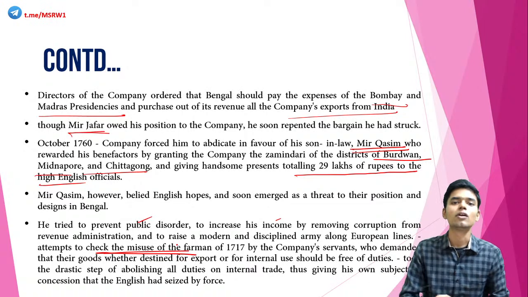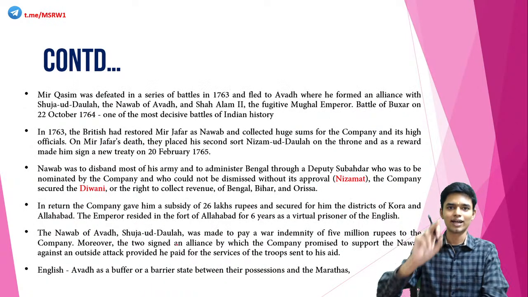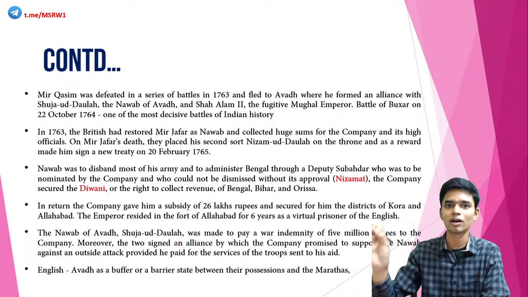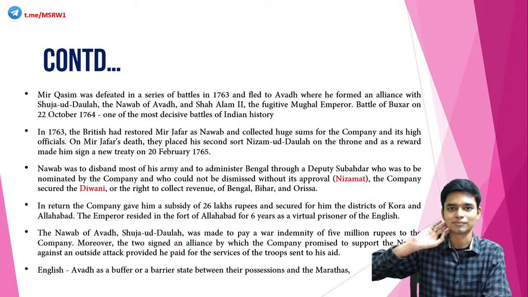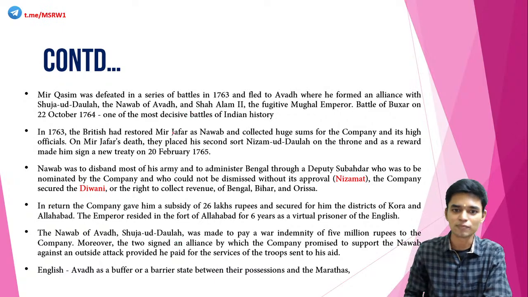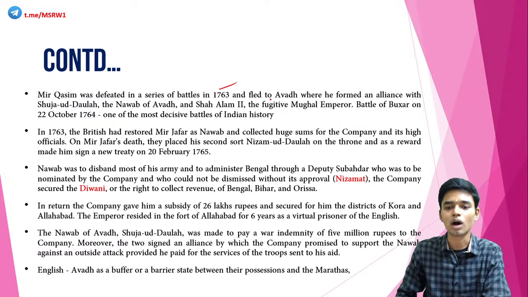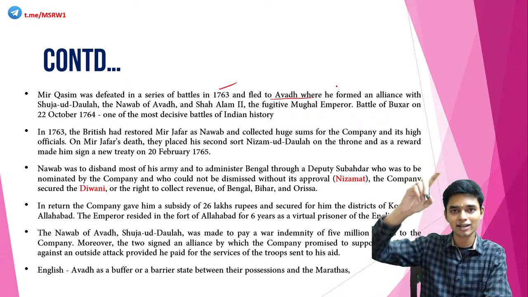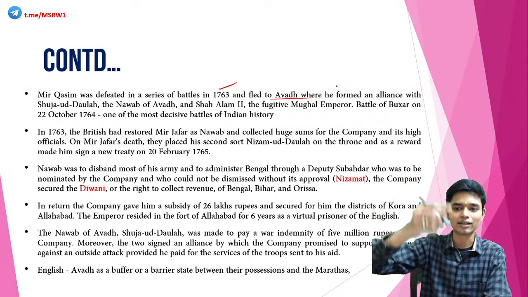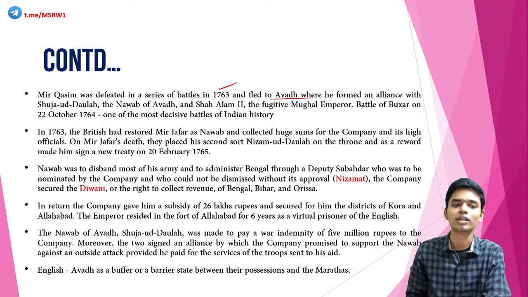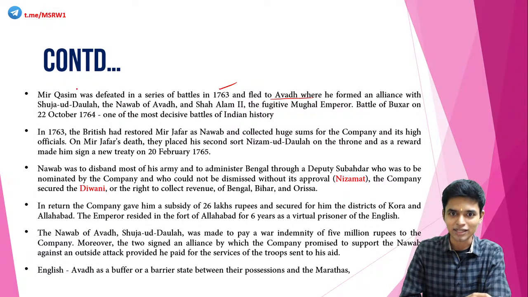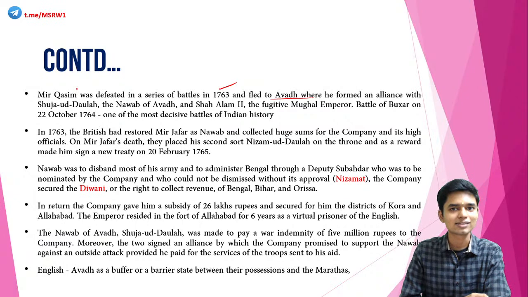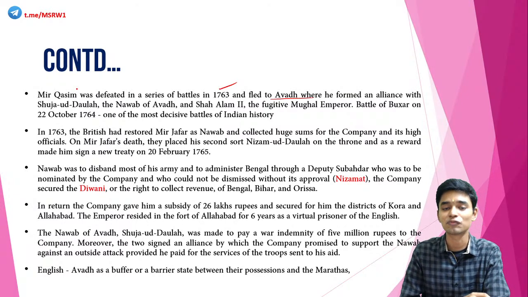Okay, but the company did not like this. Company wanted that concession all for itself. They did not like the idea of competing on equal terms with Indians. So they engaged in a war with Mir Qasim. Mir Qasim was defeated in a series of battles in 1763 and he fled to Oudh, where he formed an alliance with the exiled Mughal ruler Shah Alam II and the ruler of Oudh, Shuja-ud Dawla. So Shuja-ud Dawla, Shah Alam II and Mir Qasim together formed an alliance and battled the English East India Company at a place called Buxar. And that is the historic battle of Buxar that happened on October 22nd, 1764.